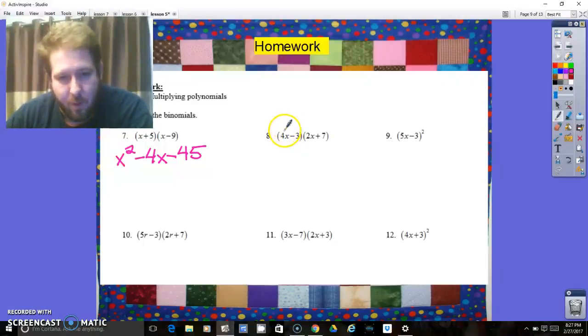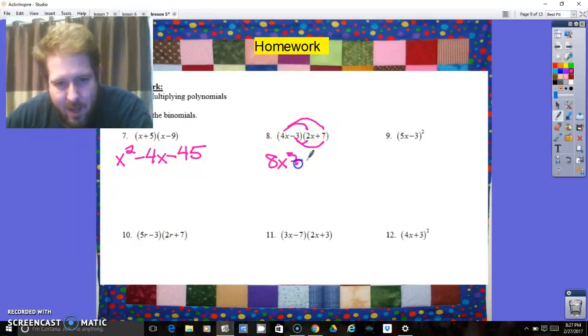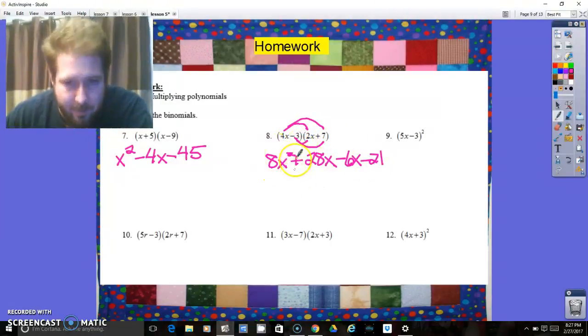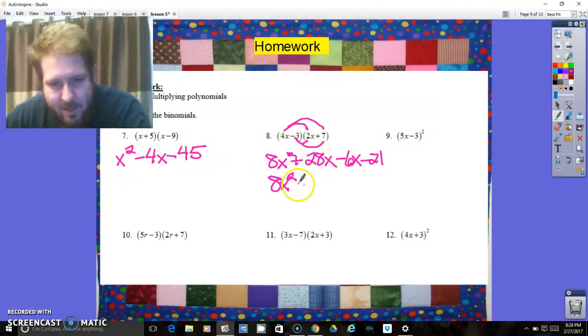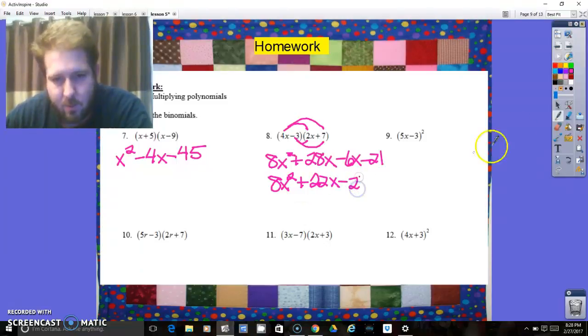This one, you do have a leading coefficient. So you know what? I'm going to use FOIL. First, outer, inner, last. 4x times 2x is 8x squared. 4x times 7 makes 28x. Negative 3 times 2x is negative 6x. And negative 3 times 7 is negative 21. Now I'm going to clean that up a little bit and simplify the two terms in the middle. 28 minus 6 is 22x. And bring down the minus 21.